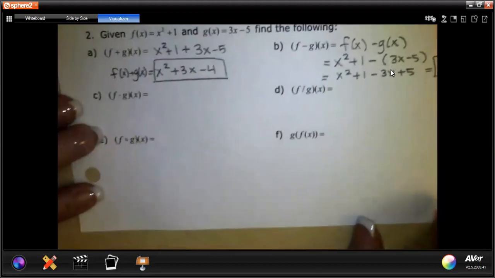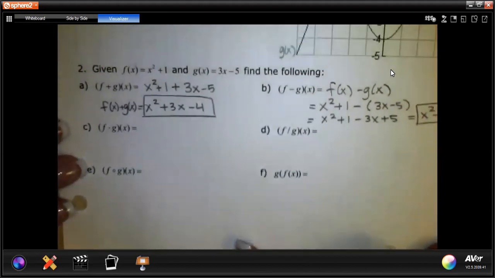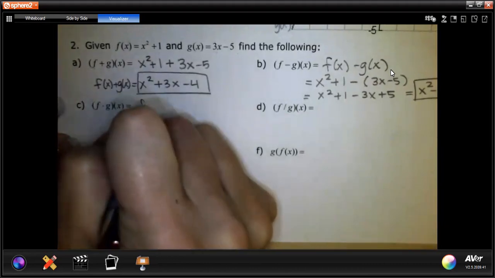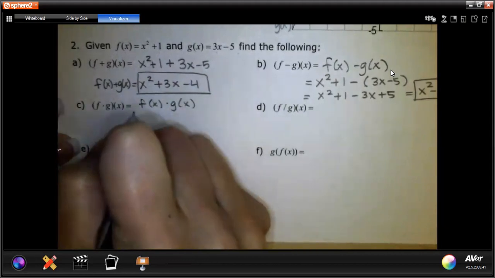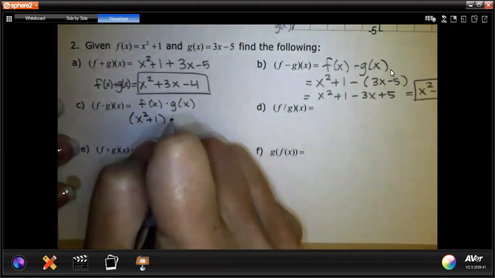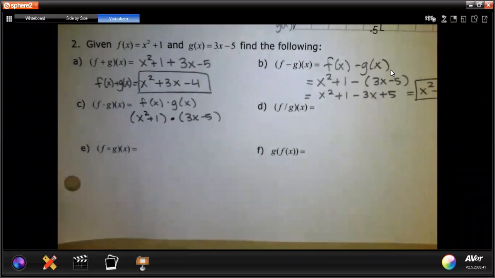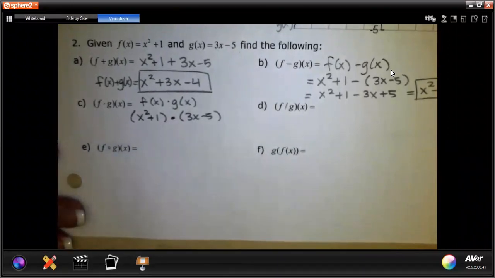All right, so we'll look at C there. It says f times g of x. Sorry, you can't see those equations anymore. There we go. So we've got f of x times g of x. So we would take our entire f of x, which is x squared plus 1, and we would multiply it times our g of x, which is 3x minus 5. You've done this before. This is FOIL or the box, whichever method you use to multiply two binomials there.